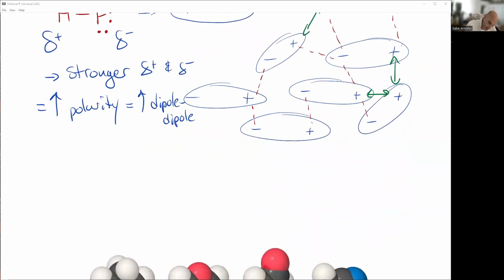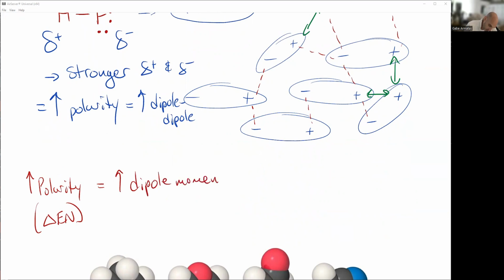Let me just sum it up down here one more time. An increase in polarity, and polarity is the change in electronegativity. That's really what we're looking at. How big is that gap? That equals an increase in dipole moment. Dipole moment is mu. It's how we measure the difference in polarity. It's how we measure polarity. So an increase in polarity equals an increase in dipole moment, which equals an increase in dipole-dipole interaction.